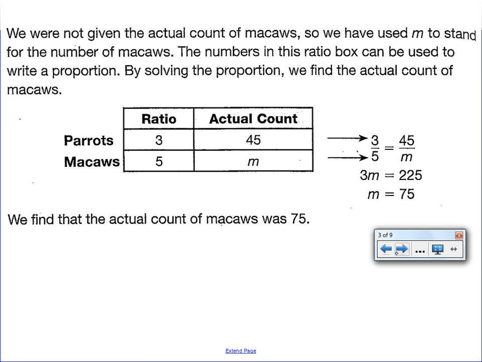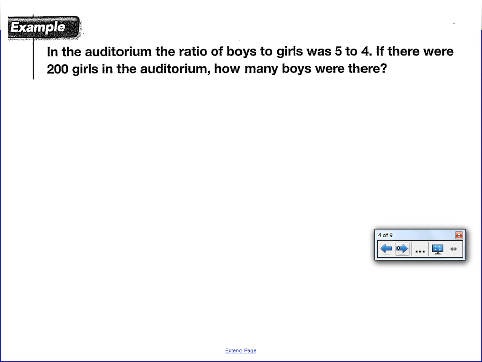This is everything that I just said to you. So, for example, in the auditorium, the ratio of boys to girls was 5 to 4. If there were 200 girls in the auditorium, how many boys were there? We're going to start, before we do anything, by setting up the ratio table. So I have ratio and actual. This is my T-chart portion.